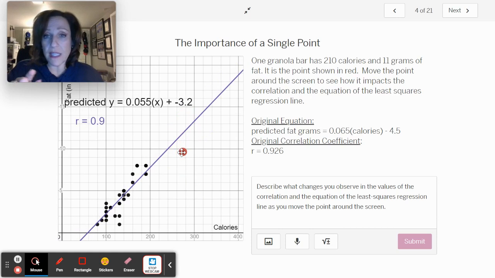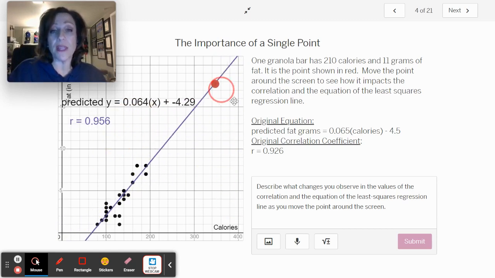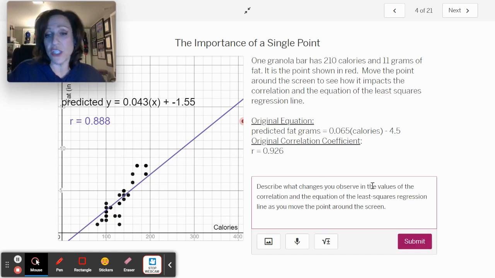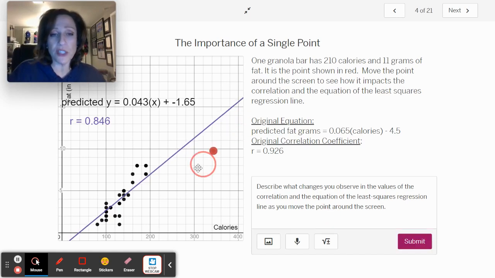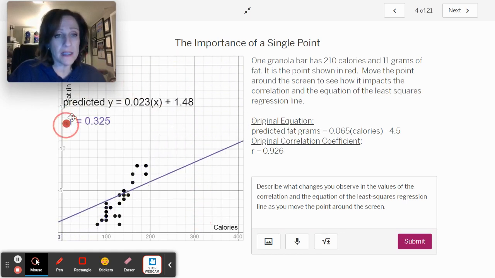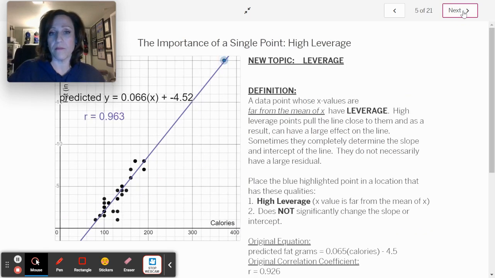So on all of these slides, I give you the original information so that you can reference that when you make changes to see how they impacted the slope, y-intercept, and the correlation coefficient. All right. So now it says, describe what changes you observe in those values. Just make some general statement about what you notice is happening as you are moving your point around. You can go ahead and type that in and submit that. All right.